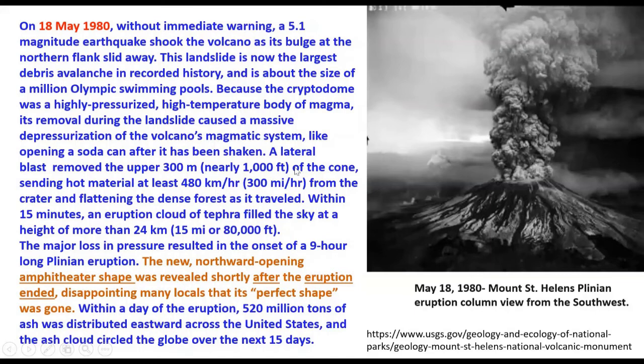So what happens is a lateral blast, lateral meaning on the side, which removed the upper 300 meters, nearly 1,000 feet, of the cone. So the top, like the ice cream cone, the top 300 meters, sending hot material at least 480 kilometers per hour from the crater, and it flattened the dense forest as it traveled.